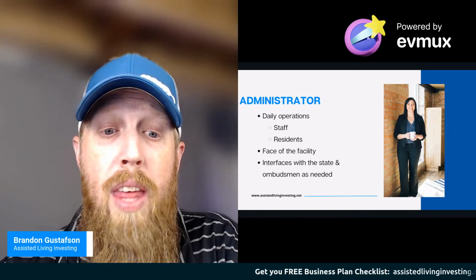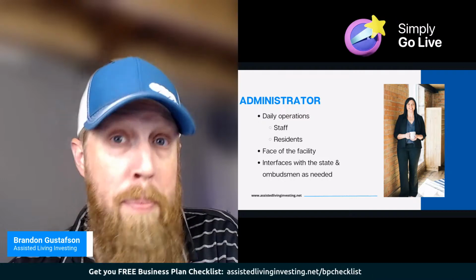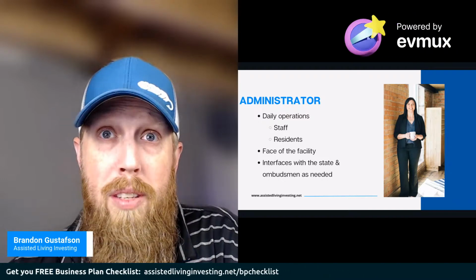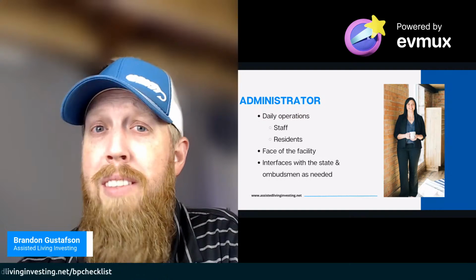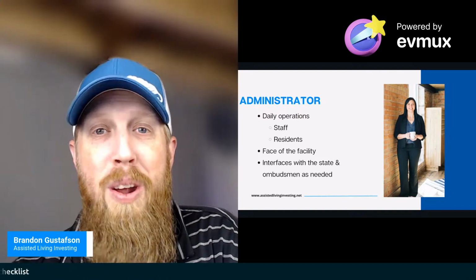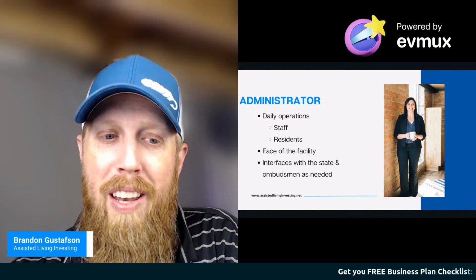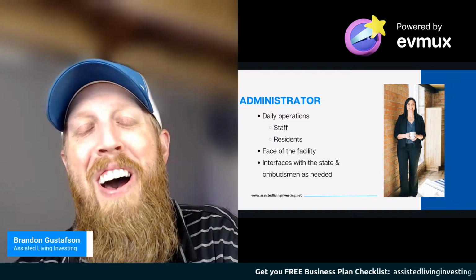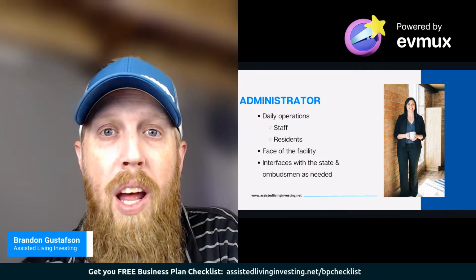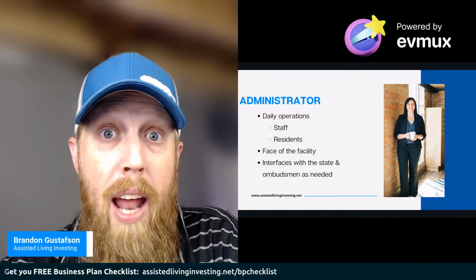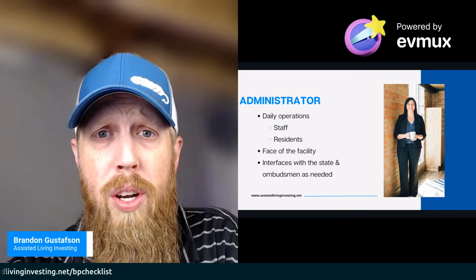They are also interfacing with the state and the ombudsman. An ombudsman is basically an advocate for the residents. If you'd like to learn more about what an ombudsman is and how that might impact your ability to run an assisted living business, comment ombudsman down below, and you can see the spelling here on the slide. If that's of use, then I'd love to make some videos around that and what that looks like. But suffice to say, the administrator is a person that does all of this work.